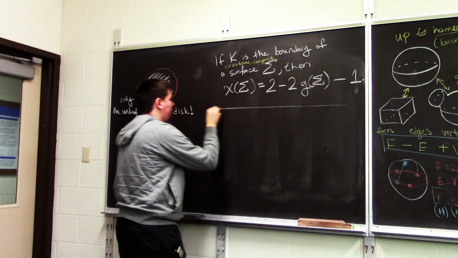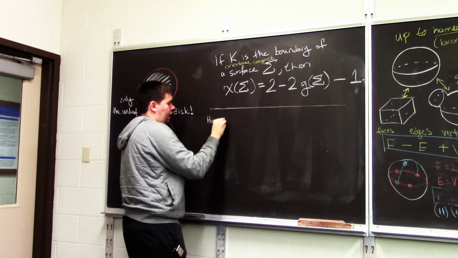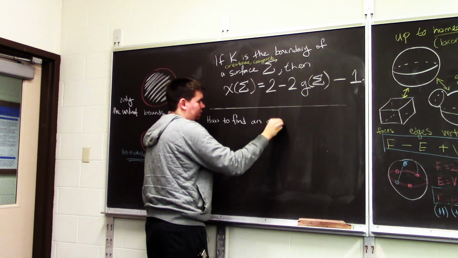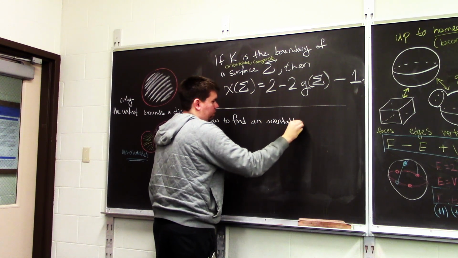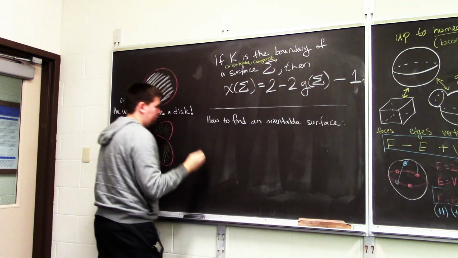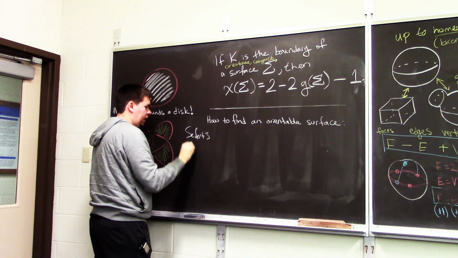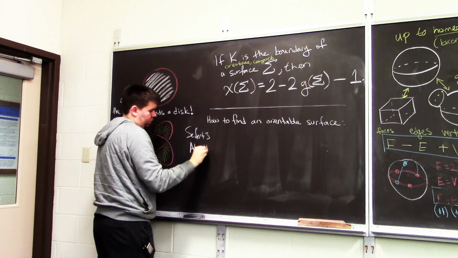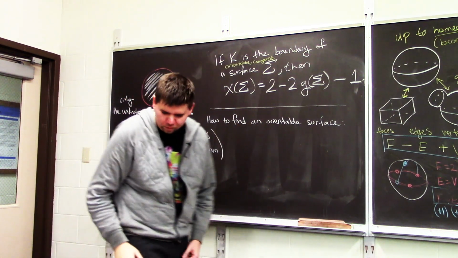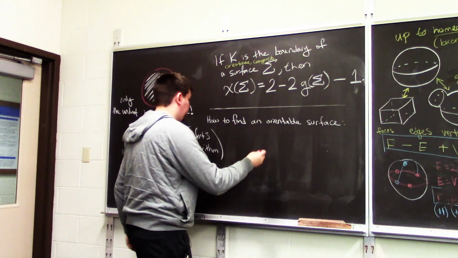So, how to find an orientable surface. This is going to be an algorithm that's due to Seifert. He gave us a way to do it. Here's what he says. He says, take your knot. So let me draw another copy of him. Take your trefoil.